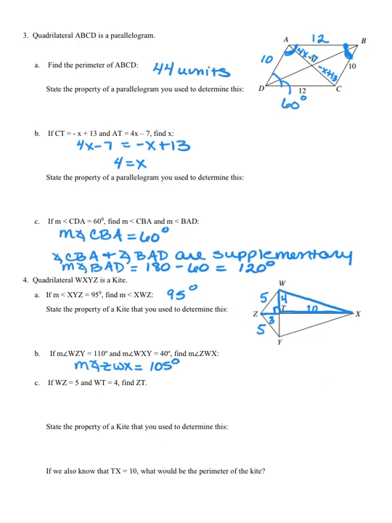You'll find that segment WX is 10.77 using the Pythagorean theorem. So that means this side is 10.77 and the perimeter is equal to 41.54 units.